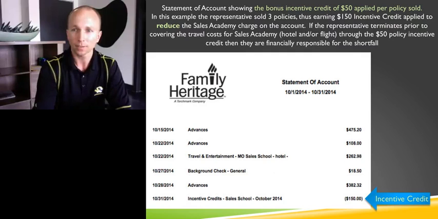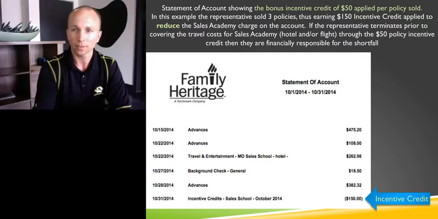If that agent sells 1 policy and then they terminate and they no longer work with the company, they're responsible for the difference of the $262, the hotel charge, minus the credit of $50 for the 1 app sold. They're responsible for that difference that they have to pay to the agency and the organization.